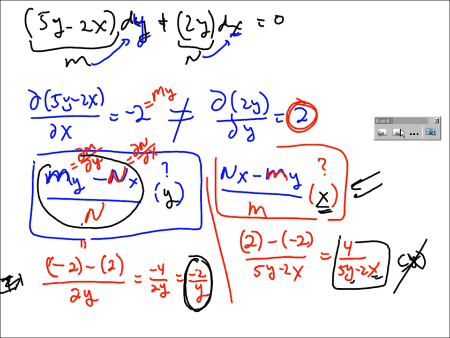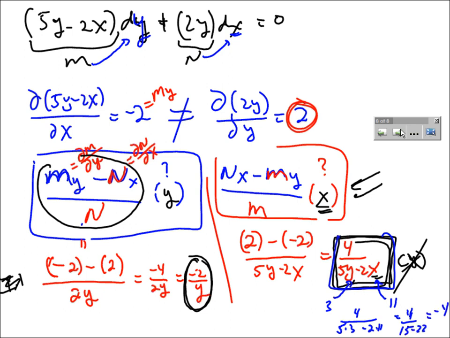How do you know if something's a function of x and y? You just ask yourself, for you to give me an exact value for this, what will I have to tell you? Well, I'll have to tell you what y is. Y is 3, x is 11. Now you can tell me exactly what this is. It'll be 4 over 5 times 3, which is 15, minus 2 times 11. It'll be 4 over 15 minus 22, negative 4 over 7. I can tell you exactly what this is if I tell you what x and y are. That's not a function of just x.